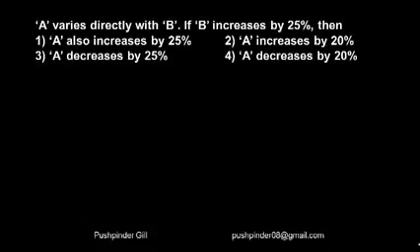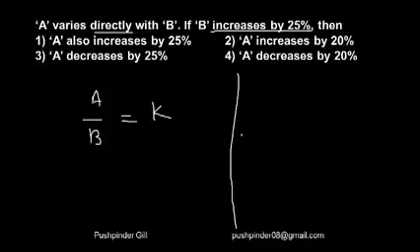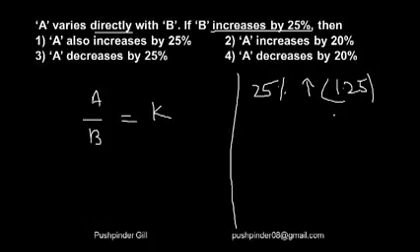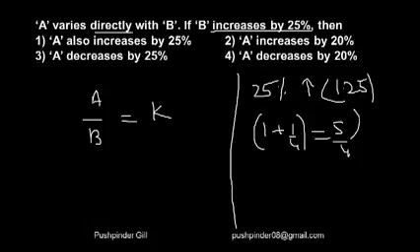Now A varies directly with B. If B increases by 25%, then what will happen to A? Now you see A varies directly with B, right? That means A upon B is a constant. Now if A upon B is a constant, now B is increasing by 25%. Now if you watched my percentage videos, you know if anything increases by 25%, it gets multiplied by 1.25. Right? Or if anything increases by 25%, it gets multiplied by 1 plus 1 by 4, or you can say 5 by 4, which is nothing but 1.25.